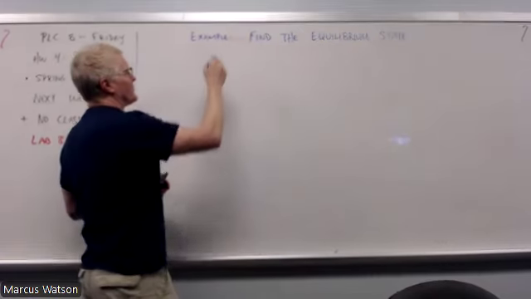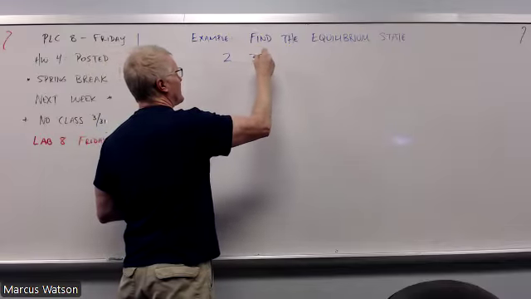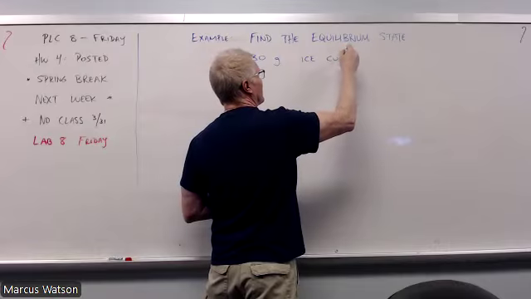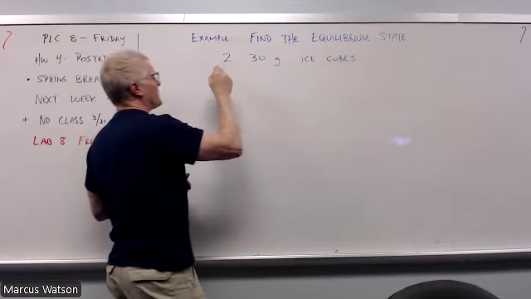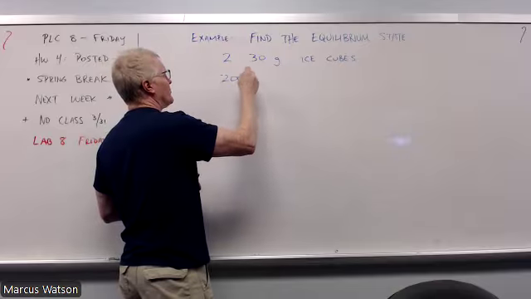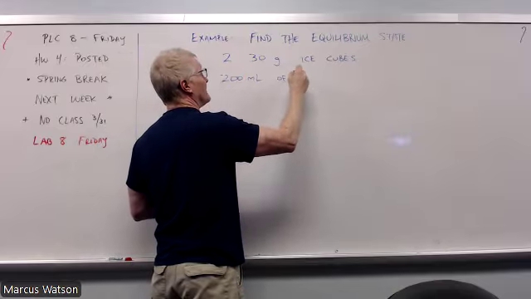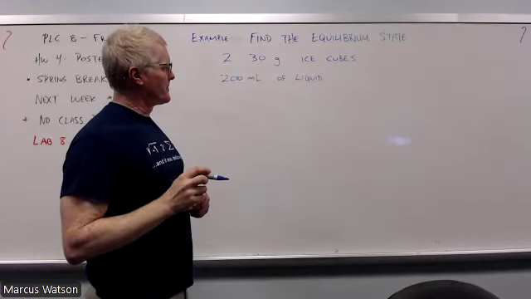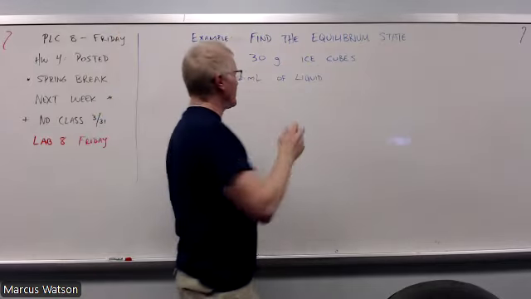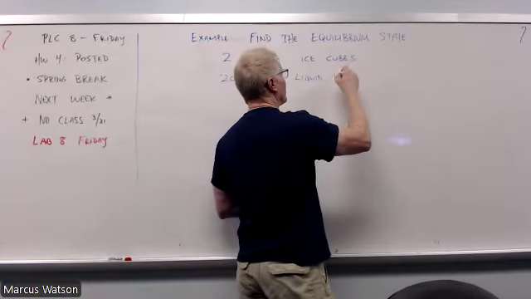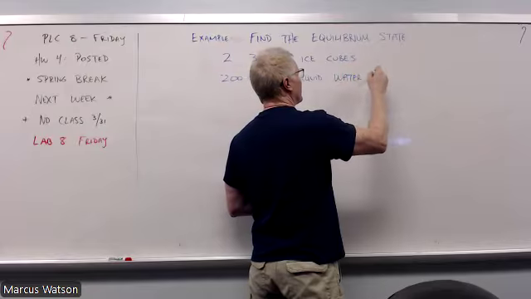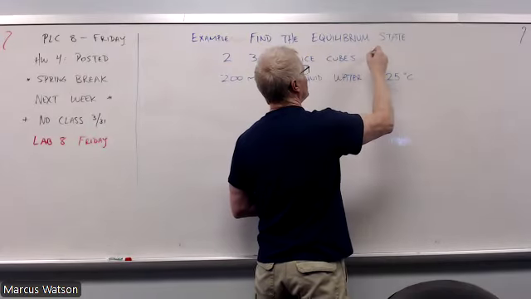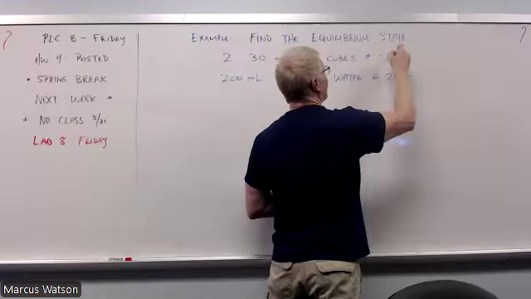And I think we started off with 2 30-gram ice cubes. And we started off with 200 milliliters of liquid water, and I think we started at 25 centigrade. The ice cubes we started off at minus 15 centigrade.